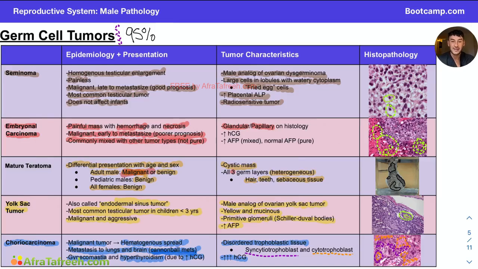So to review, it's important to know the different types of testicular tumors that arise from germ cells. Remember, these are 95% of all testicular tumors. You need to know the histological findings of each of these as well as the lab values associated with them. We're going to talk about the last 5% of our testicular tumors in the next video.